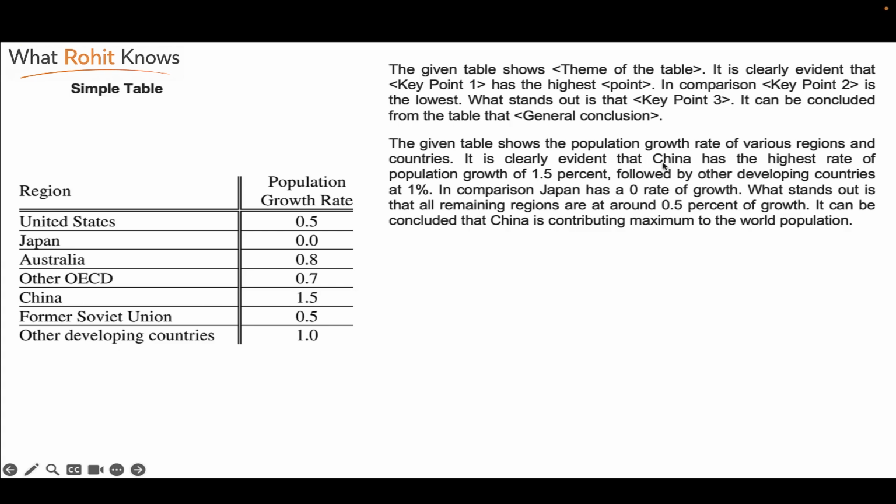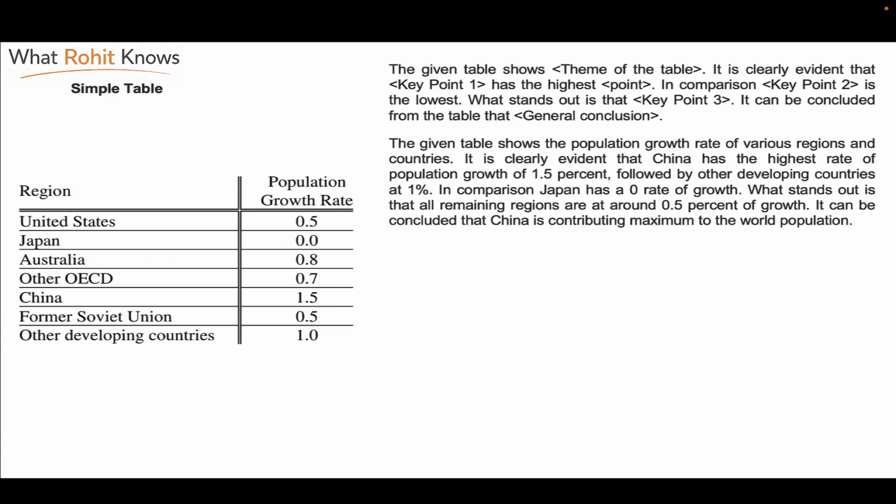So it's clearly evident that China has the highest rate of population growth of 1.5%, followed by other developing countries at 1%. So I decided to combine these two, and you can do that, which is actually good. It will help you to cover more information in one sentence in the time that you have. Then you write a sentence which says in comparison. And here the lowest is this. In comparison, Japan has a 0 rate of growth.